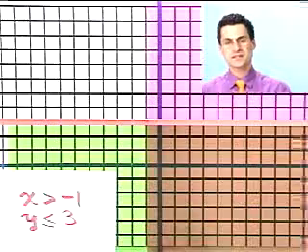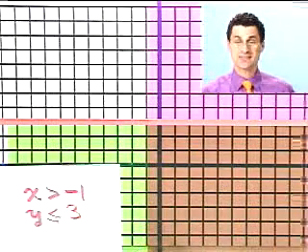And in fact, this is how you can graph a whole bunch of inequalities at once. You sort of see where the shading overlaps, and that's your solution set. These are all the points that satisfy both of these at the same time.